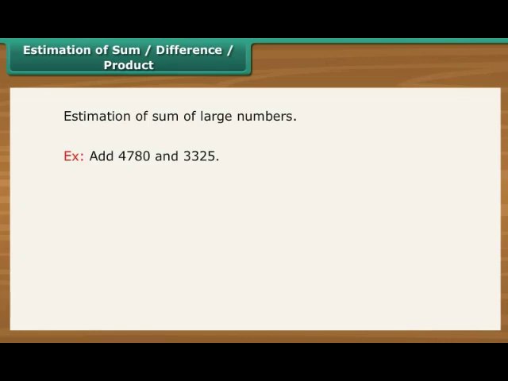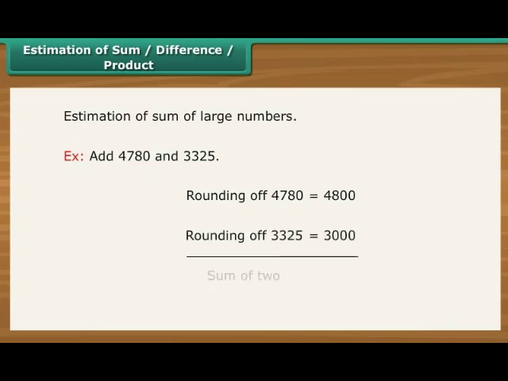Estimation of sum, difference, product. Estimation to nearest number can help in the estimation of the sum of two large numbers. For example, add 4780 and 3325. Rounding off 4780 would make it 4800. Rounding off 3325 would make it 3000. Sum of the two, 7800.